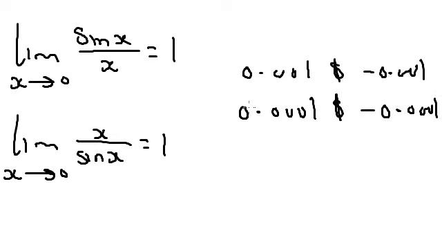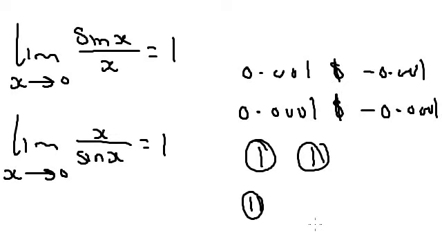So starting with 0.001, at the end of the day, the result is still 1. Make sure your calculator is in radian. So what about when it is negative? Let's plug in negative. Notice that the result is still 1. And now when the value becomes smaller, when it is positive, the result is still 1, and when it is negative, the result is still 1.